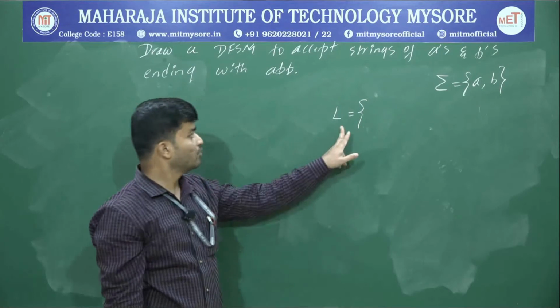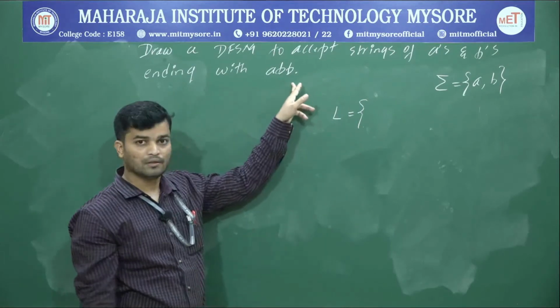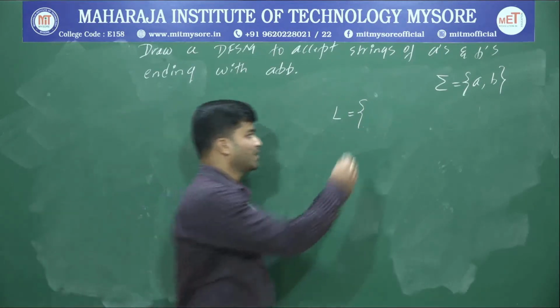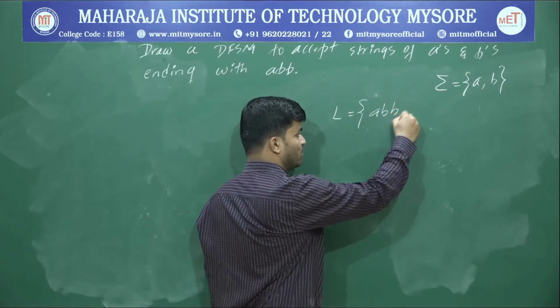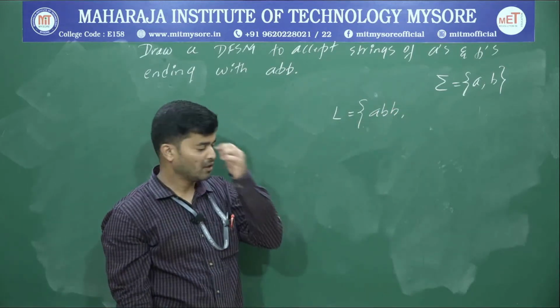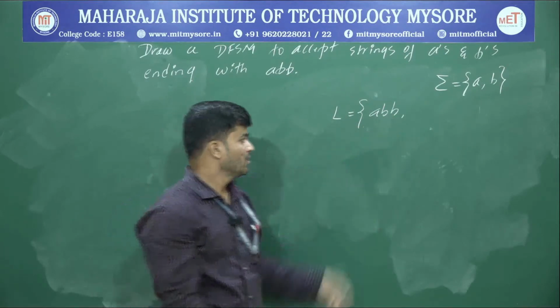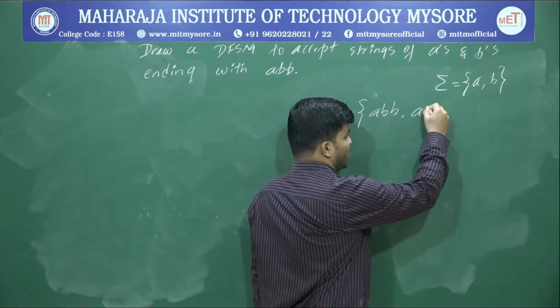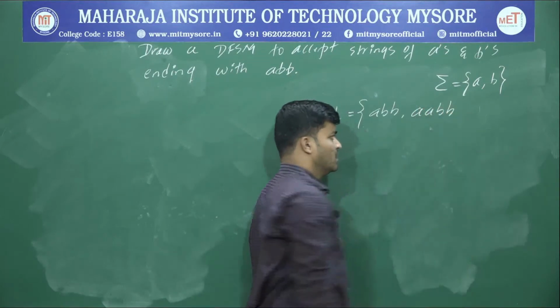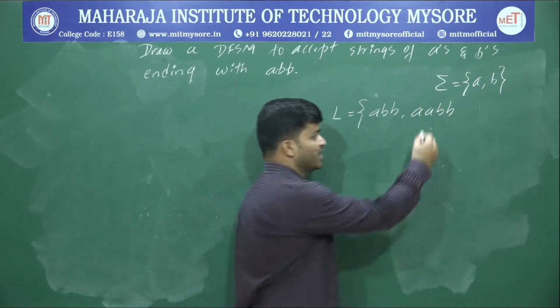So how do we write the language ending with ABB? In the worst case, if you write ABB, that becomes our minimum length string. So for a string ending with ABB, in the worst case I get ABB. Even I can write ABBB, double A double B, because it is ending with ABB.